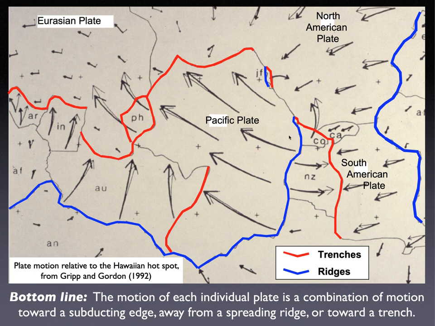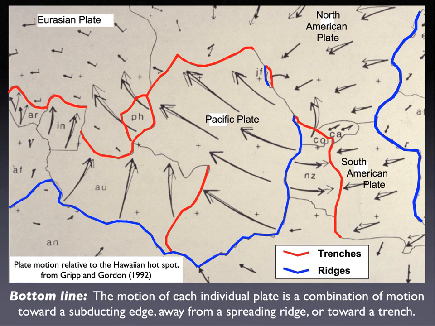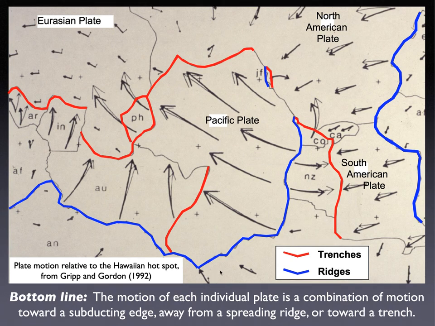And the slab in this case is the Pacific plate's slab that is subducting underneath these other plates. Okay. Simultaneously, the Pacific plate is moving rapidly away from the ridge. So it turns out that slab pull and ridge push, in this case, are forces that are moving the plate kind of in the same direction. This is based on modeling by Gripp and Gordon from the 1990s. The bottom line is the motion of each individual plate is a combination of the motion towards a subducting edge, away from a spreading ridge, or towards a trench.